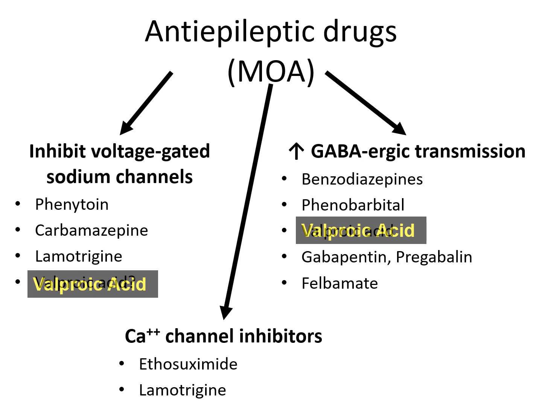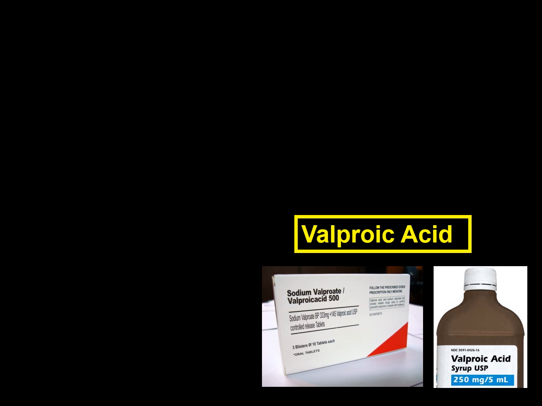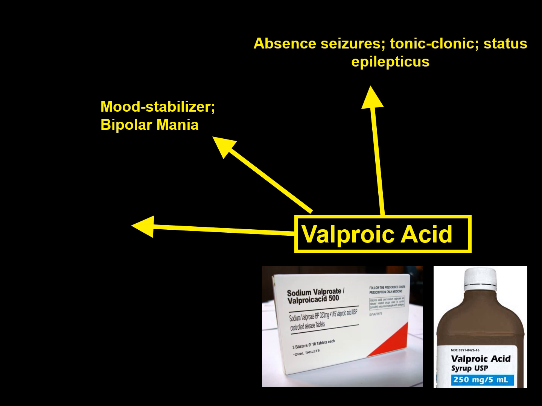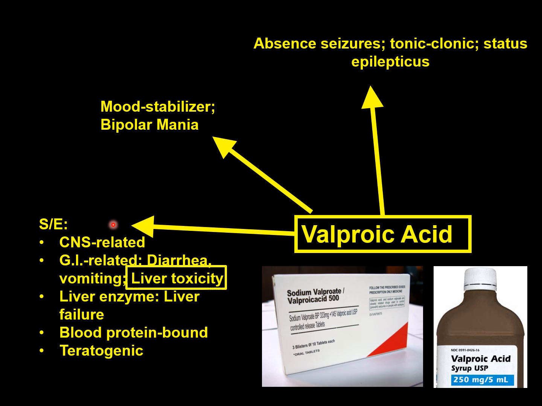Let's move to the next drug, which is valproic acid, or valproate, very old and very commonly used in the clinic. This drug is good in multiple types of seizures, such as absence seizure, tonic-clonic seizure, as well as status epilepticus. We will come back to status epilepticus toward the end of the lecture. Valproic acid, similar to other drugs, can be used in conditions other than epilepsy, such as bipolar mania and as a mood stabilizer. It has some side effects that include CNS and GI related side effects.